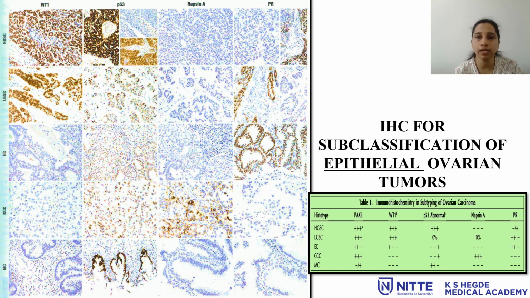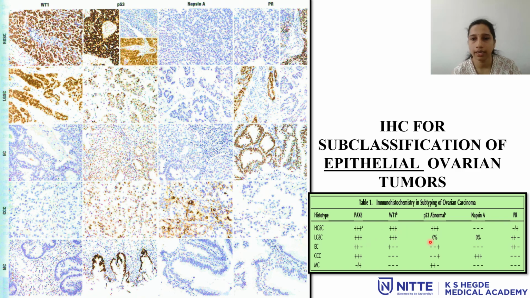This table gives the IHC markers which are utilized for subclassification of the epithelial tumors. As we can see here, PAX8 is positive in all types of epithelial tumors. So what are the epithelial carcinomas? Serous carcinoma, in that high grade carcinoma and low grade carcinoma, endometrioid carcinoma, clear cell carcinoma and mucinous carcinoma. We can use all markers to differentiate among these subtypes. PAX8 is positive in all subtypes.